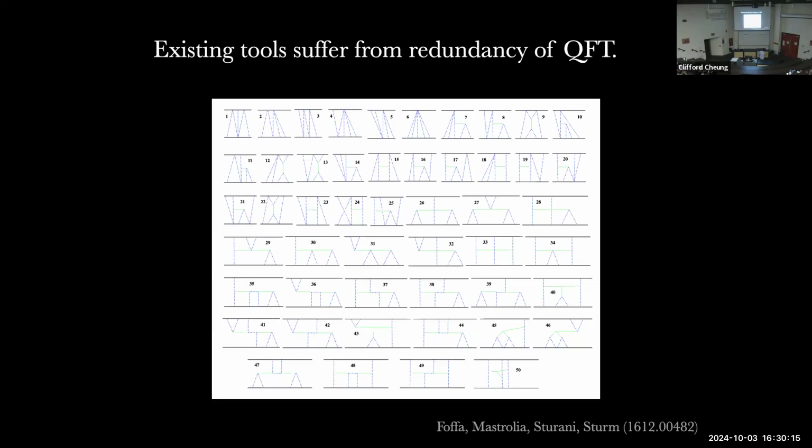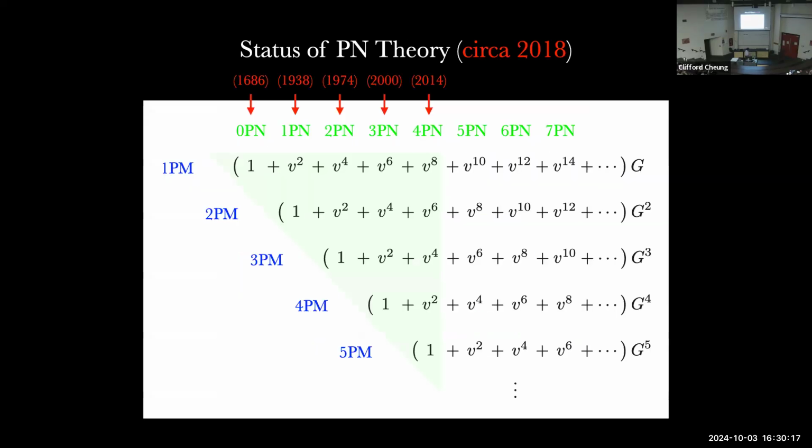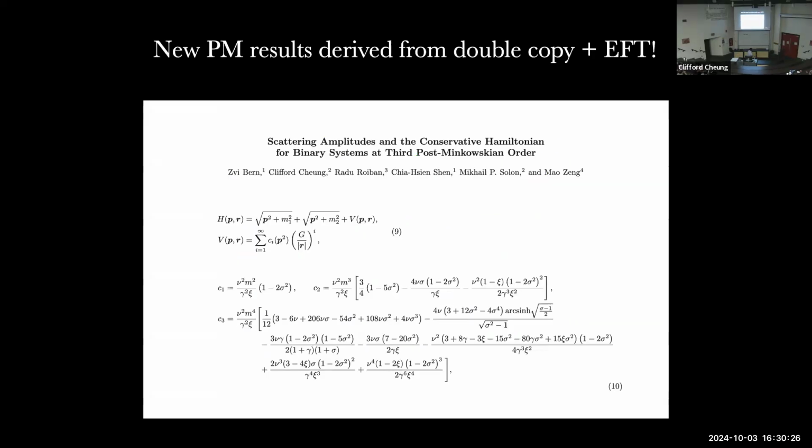The point of our work was to use the double copy and QCD to jump to the head of the line and compute it way more simply. I'll just show you the final product of the work, which was these new post-Minkowskian results. This is really just to show that we're responsible. We literally computed the Hamiltonian for two black holes.